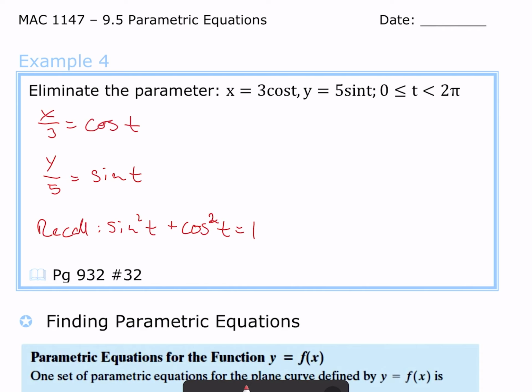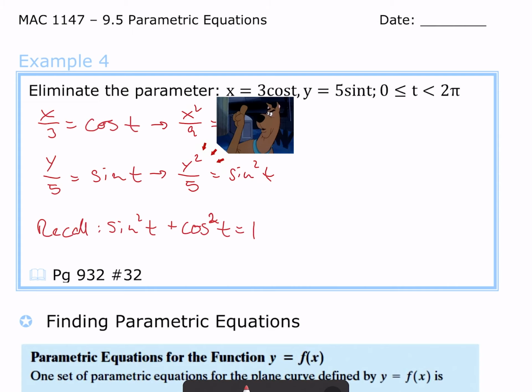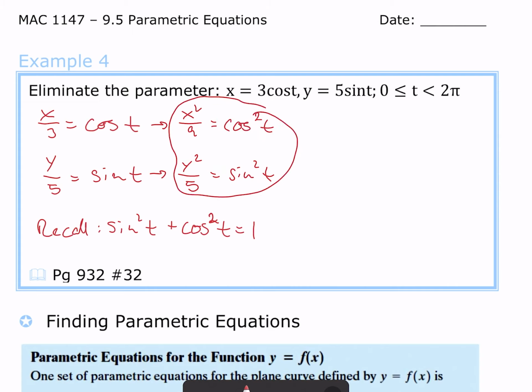We will take these 2 equations. Now, seeing that I need them to be squared, let's square both sides. And then we'll take these 2 equations, substitute into these 2 locations, and we'll get our final answer. That was supposed to be an arrow. Let's try that again. That's better.